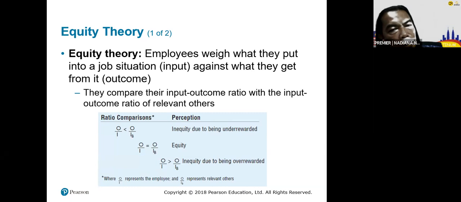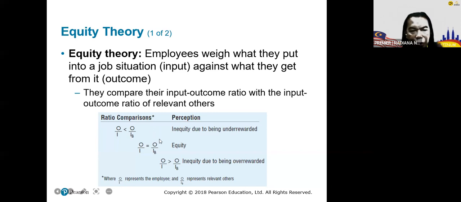Equity theory is like an economic theory. Employees compare what they put into the job situation, which is called input, against what they get from it, the outcome. They compare their input-outcome ratio with the input-outcome ratio of relevant others. That is the ratio comparison, and it is based on perception.